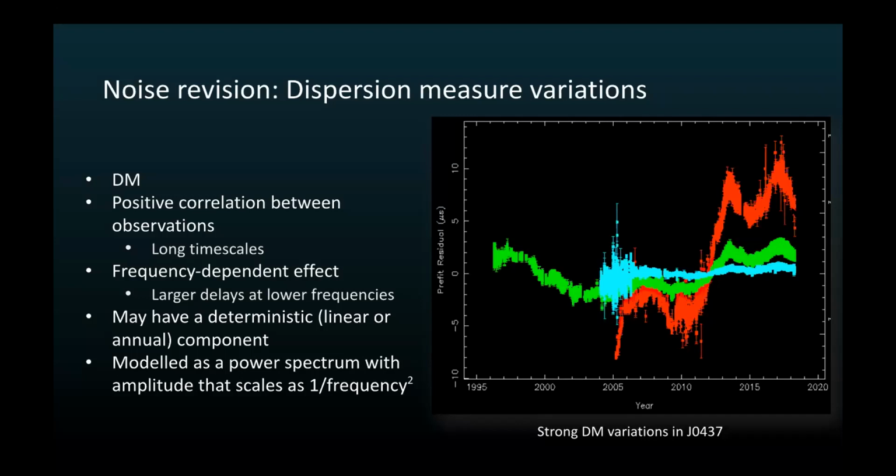So when you look at this and you make a measurement of it, you're measuring physics. What you're measuring is the changing column density of electrons along the line of sight. And this dispersion measure may also have deterministic components, including linear or annual variations. And this, again, can be related to physics. So for example, a linear trend could be caused by the pulsar's radial motion. And so over time, more or fewer electrons could be between us and the pulsar if it's moving through a dense environment.